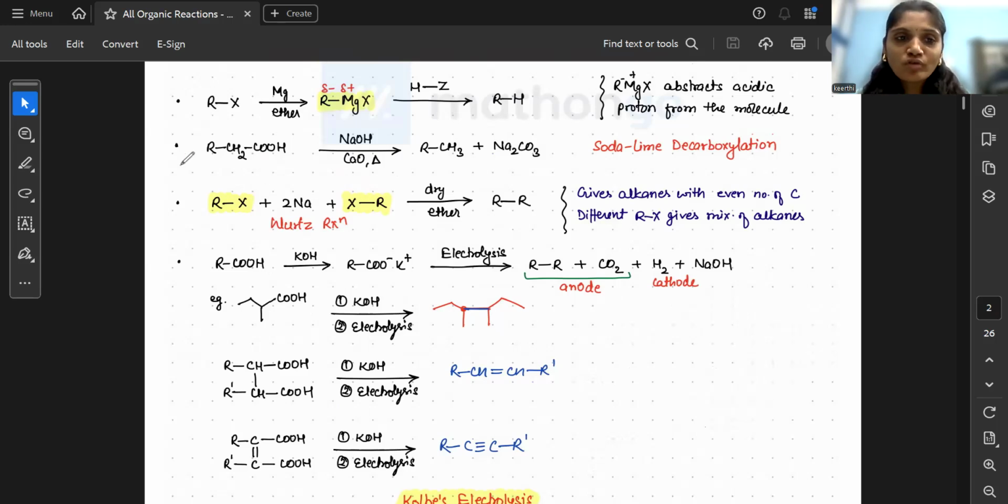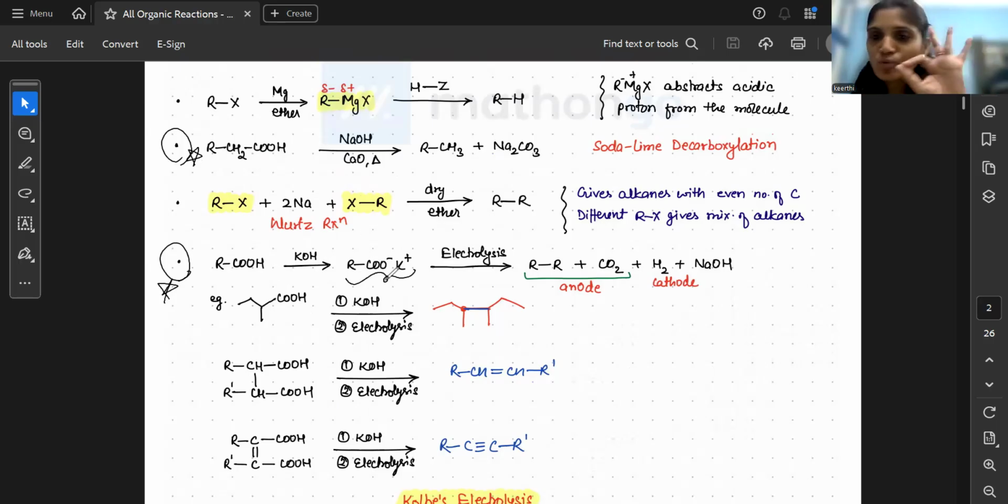In Kolbe's, from carboxylic acids, you have two methods of preparation. One is using soda lime, which does decarboxylation, and one more is Kolbe's electrolysis. In Kolbe's electrolysis, we treat the acid with KOH. The base will abstract the proton, and a salt is formed. This is the potassium salt of the carboxylic acid, because the OH has abstracted the proton and potassium has come and attached to this part.